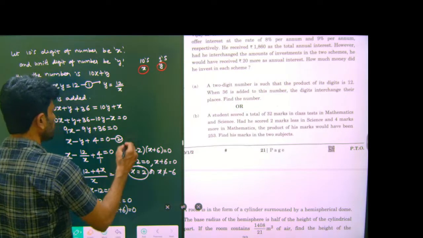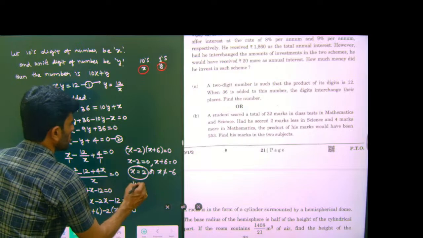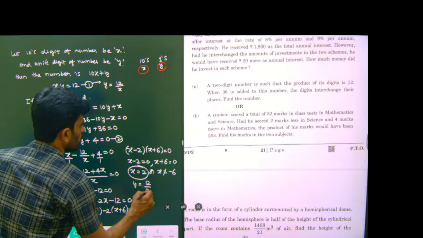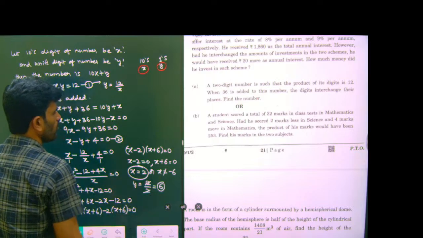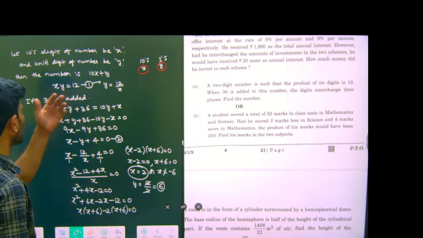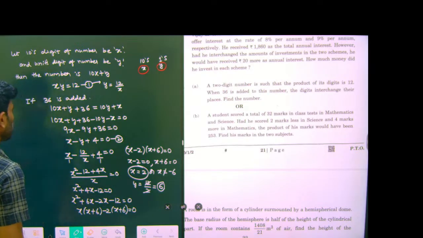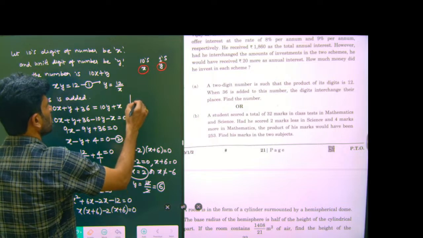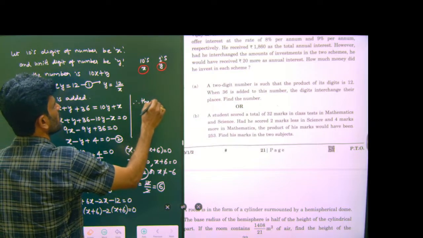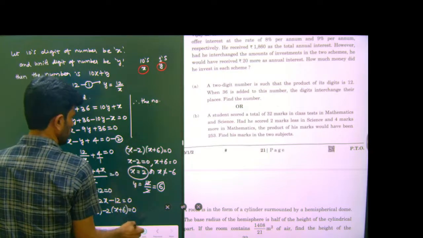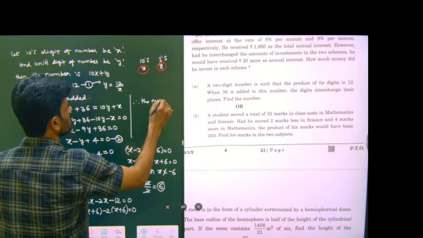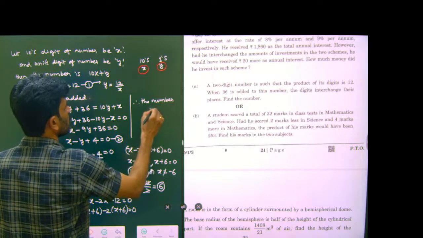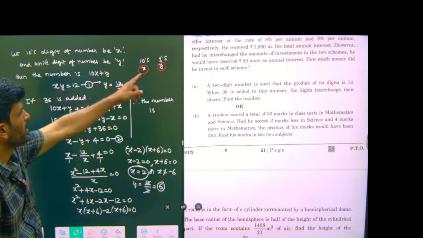If x is equal to 2, what is y? y is equal to 12 by 2, so y is equal to 6. x is equal to 2, y is equal to 6. Substitute these two in our number 10x plus y, then therefore the two digit number is, what is it? 26.